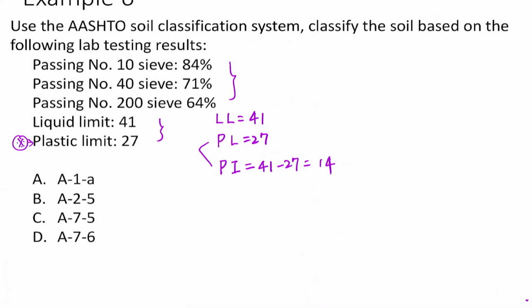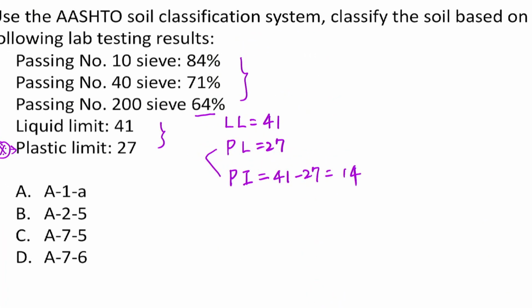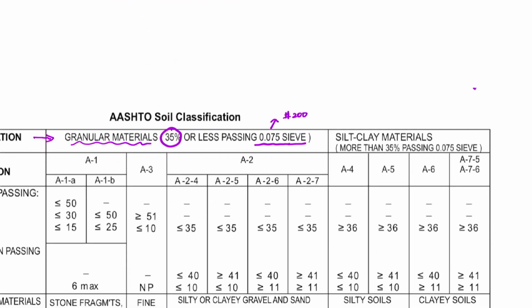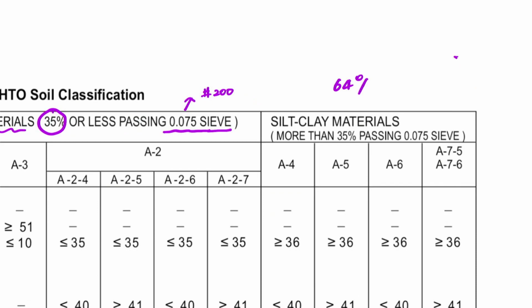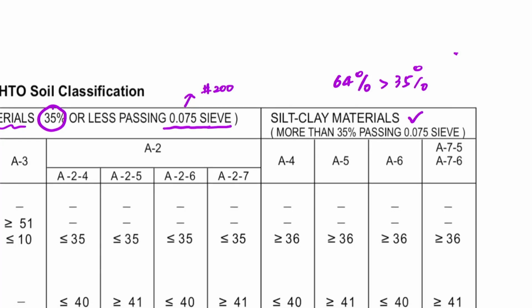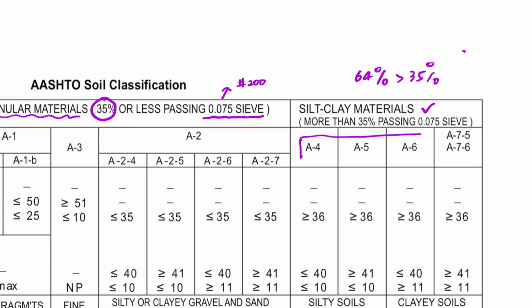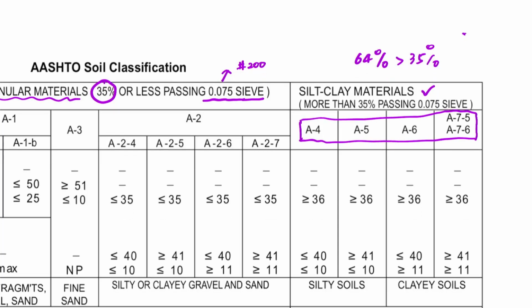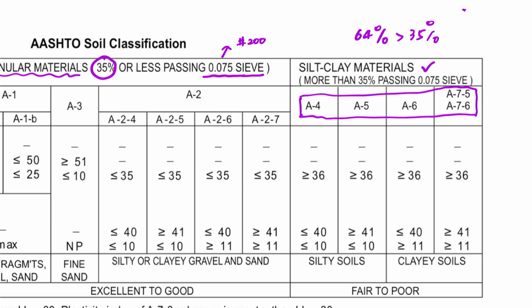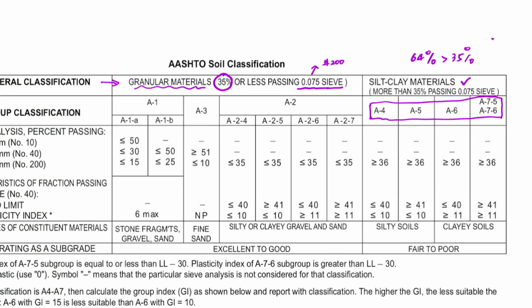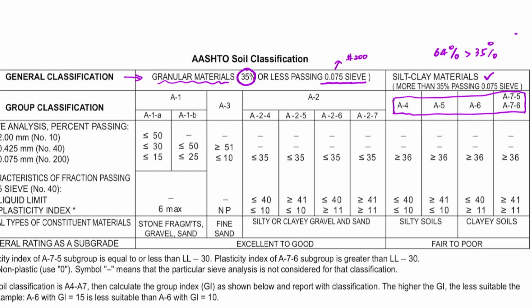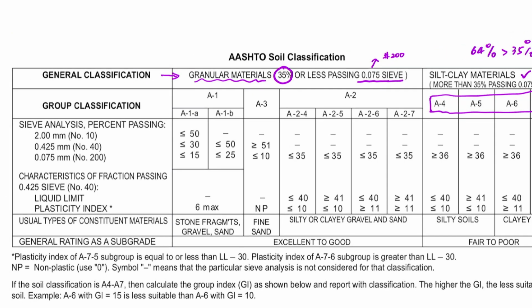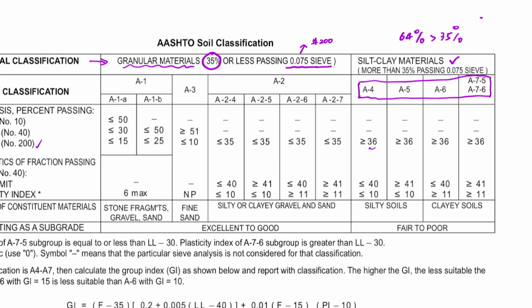For our case, passing number 200 is 64%. So 64% is clearly more than 35%, so we're talking about a silt and clay material. I'm just going to put a check mark over here. Then we're going to move on to the second row, where we look at A4, A5, A6, and A7. We already used the number 200 sieve, so they're all good on this one.